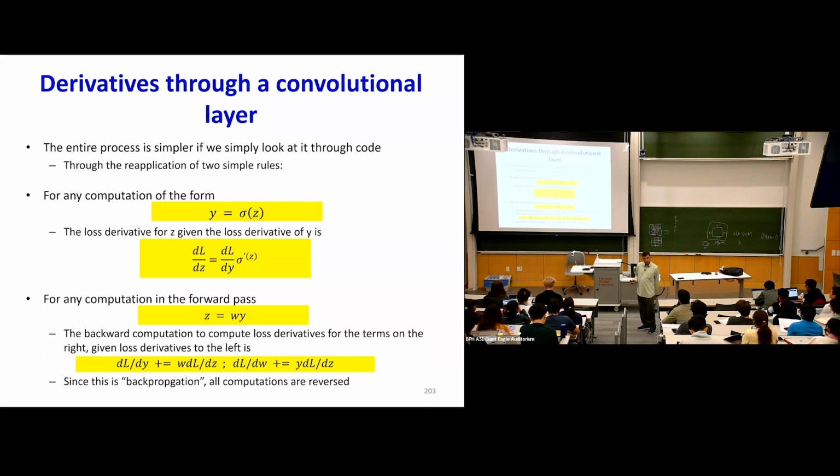For any computation in the forward pass of the form z plus equals w times y, I can say dL/dy is going to have an additive contribution, which is w times dL/dz, and dL/dw is going to have an additive contribution, which is y times dL/dz. So do you see how these equations work out, right? These equations make sense to all of you?